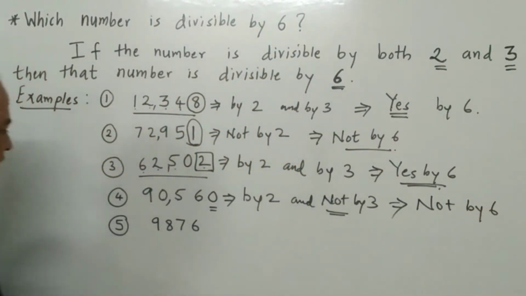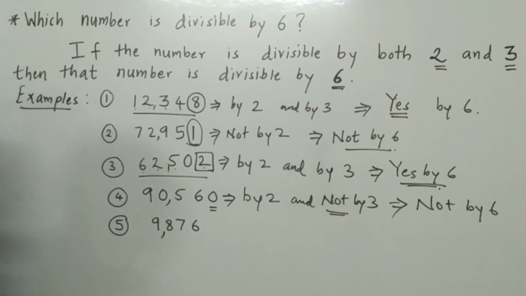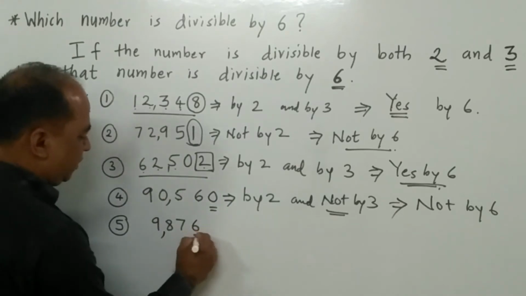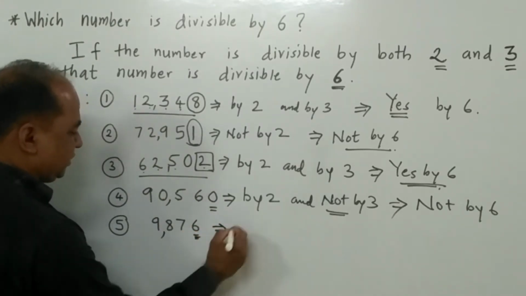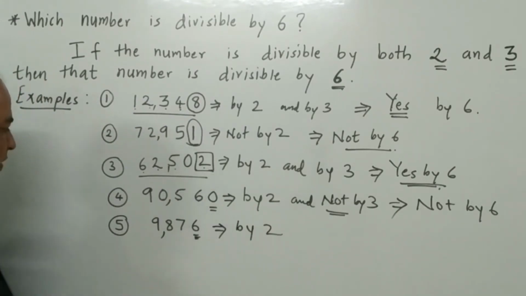Therefore, it is not divisible by 6. Last example, 9876. Last digit is 6, so it is divisible by 2. 6 is divisible by 2.